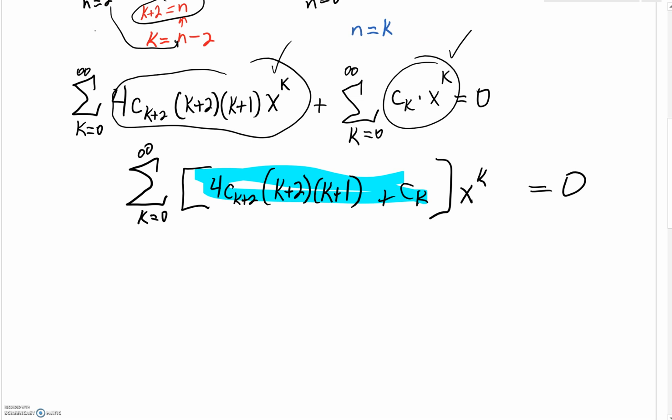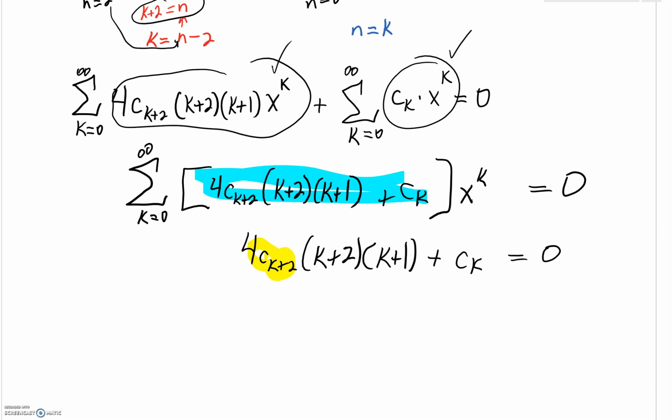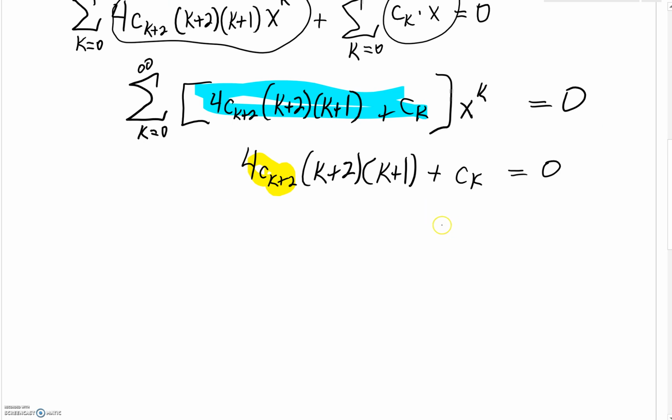Why? Well, the right-hand side, what's in front of x to the third? A 0. What's in front of x to the first? Well, a 0. So very quickly, we'll have 4c sub k plus 2. Here's k plus 2. Here's k plus 1. Adding c sub k, set that equal to 0. What we've been doing, guys, is we've been solving for the higher counter. We're going to get that all alone, and this really just becomes an Algebra 1 problem. So we're going to solve for c sub k plus 2.